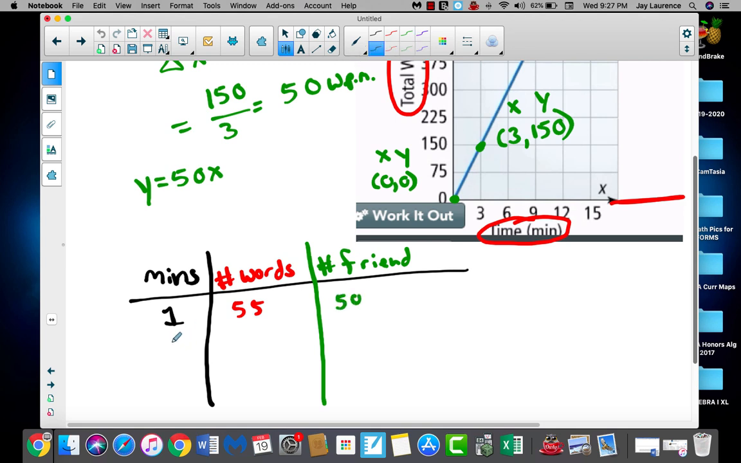In 2 minutes, I can do 110 and my friend can do 100. In 3 minutes, I can do 165, right? 55 times 3. My friend can do 150. So at first it doesn't seem like a big deal, but if you do enough minutes, like 10 minutes, I'm going to do 550 words and my friend's only going to do 500. How did I get that? 55 times 10 and 50 times 10. That's what's going on in these problems.